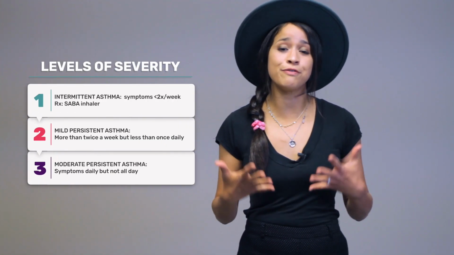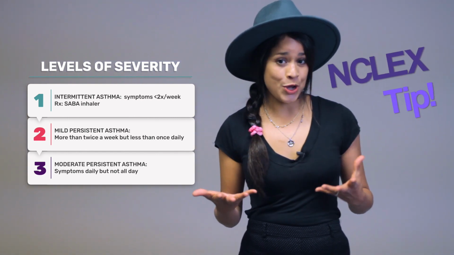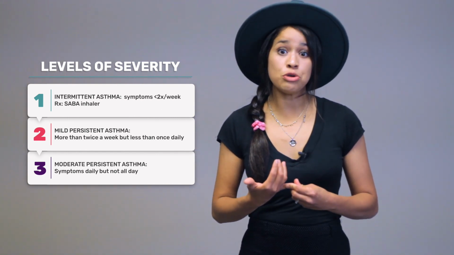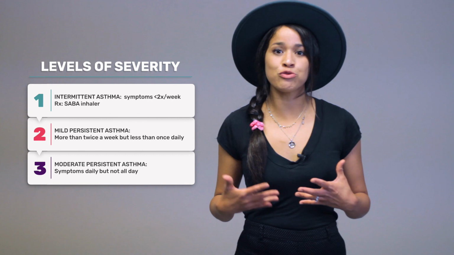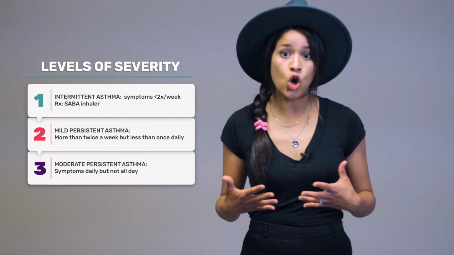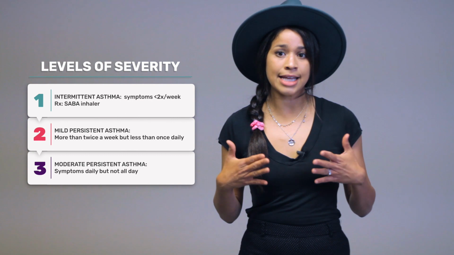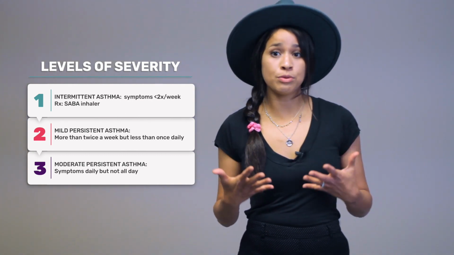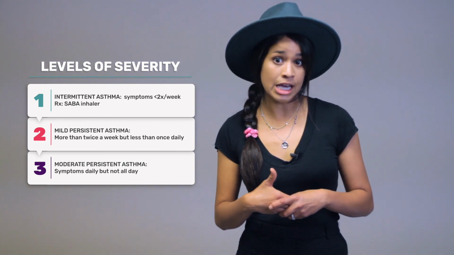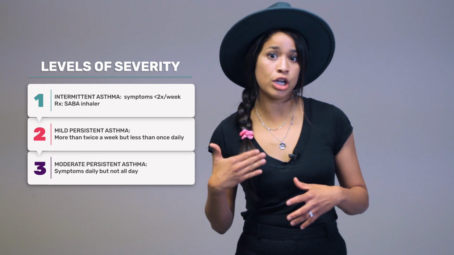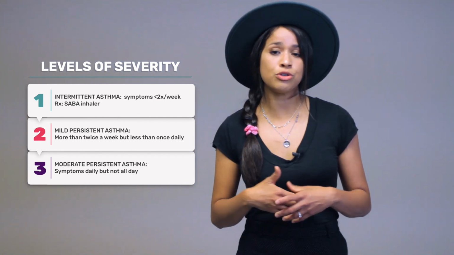However, the key question to ask your patient is, how often are you having the symptoms? So here are the 3 categories of severity of asthma, which you also need to know for NCLEX. Intermittent asthma, you may have symptoms less than 2 times per week. So this is your patient that will have a rescue inhaler referred to as SABA, which is a short-acting beta antagonist, which helps relax the smooth muscles. It is suggested if you use your SABA inhaler more than 2 times per week, you have to use a step-up approach and add on a low-dose inhaled steroid referred to as step 1.